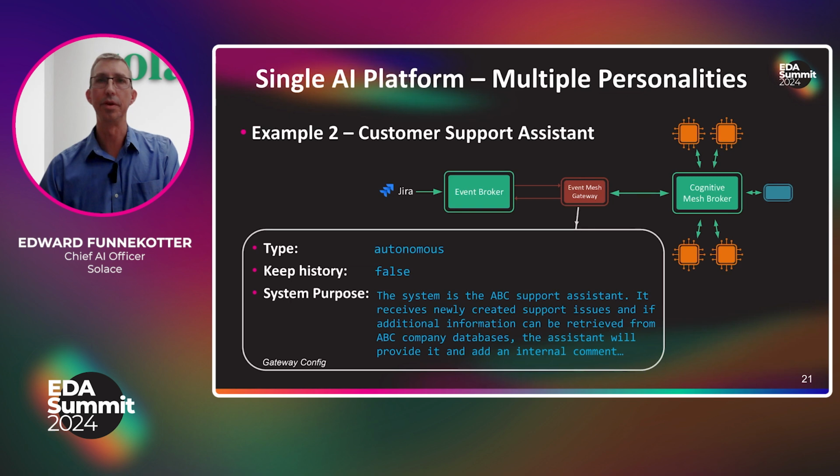Its configuration for its gateway is quite different from the last one. In this type, it's configured to be autonomous. It doesn't keep history, and its system purpose is that it's an ABC support assistant. It receives newly created support issues, and if additional information can be retrieved from the company databases, the assistant will provide it as an internal comment to that Jira. This will help out the ABC company's support agents to answer the questions of the ticket by having this information readily at hand.